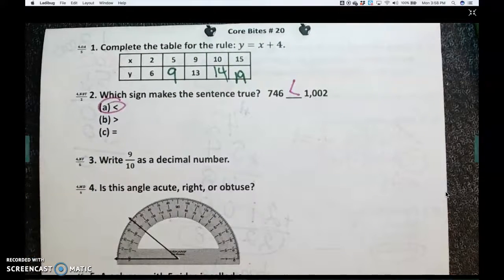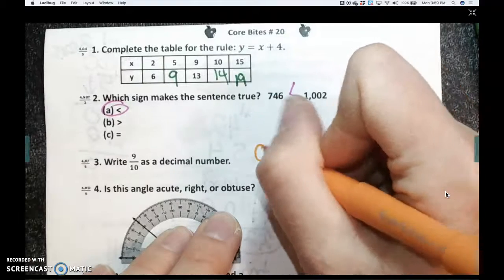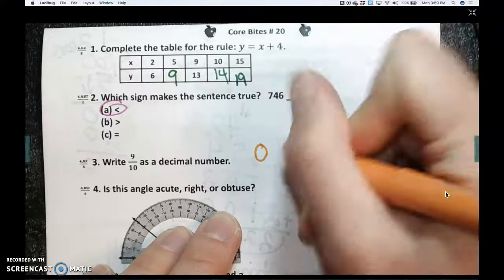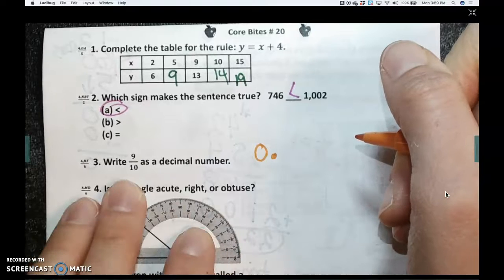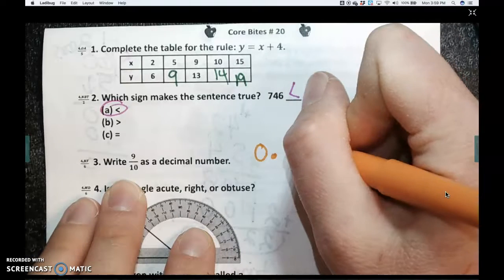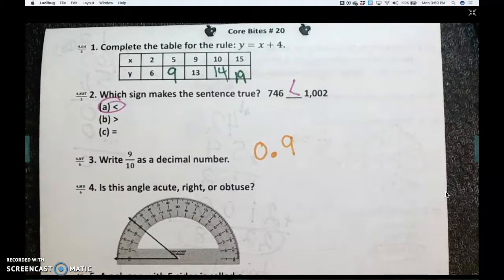For number 3, we have 9 over 10, which is a fraction, and they want you to write it as a decimal. So it's 9/10. If you're using decimals, there's nothing in the whole number in the ones place, so you're going to put your decimal. And whenever we learn decimals, tenths would be the first place value here. So your answer would be 0.9, 9/10.